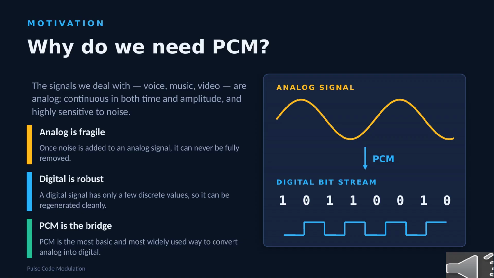While digital signals have only a few discrete values, so they can be regenerated cleanly and are far more immune to noise. So the idea is simple. Convert the analog signal into digital form, transmit that digital form, and then convert it back at the receiver. Pulse code modulation is the most basic and the most widely used technique to do this exactly.